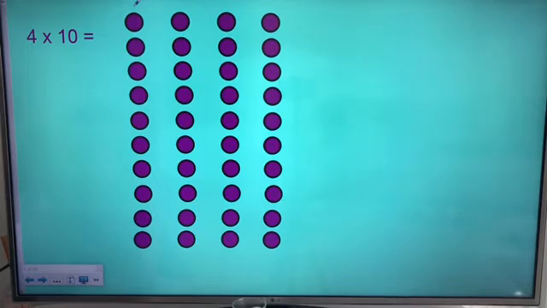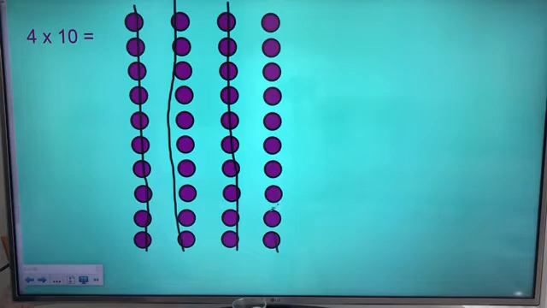Ready? Stop, stop, go. 10, 20, 30, 40. So we were right. 4 lots of 10, 4 times 10 is 40. So definitely 40 children on the school trip.